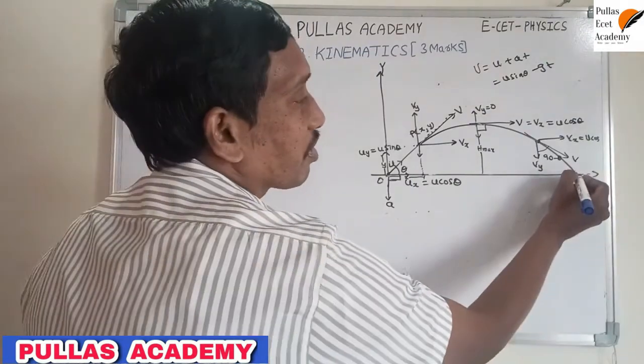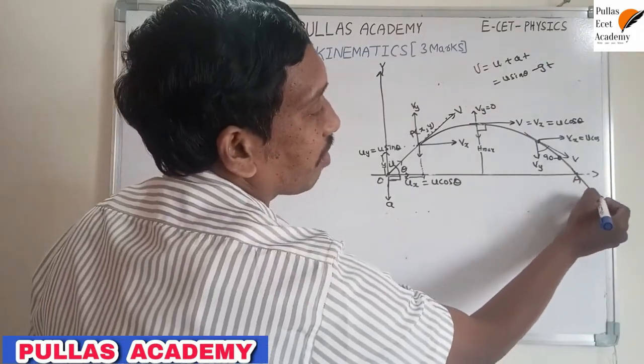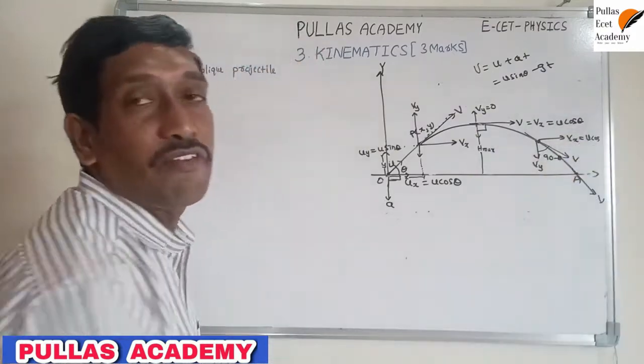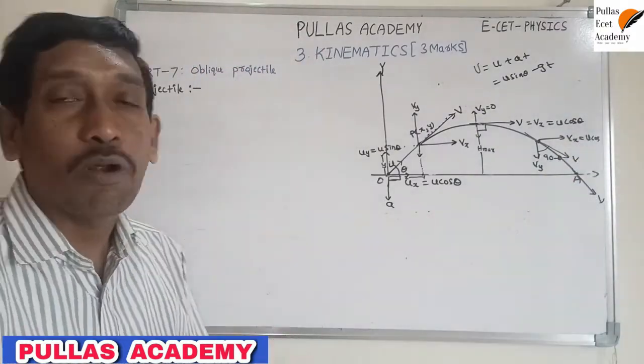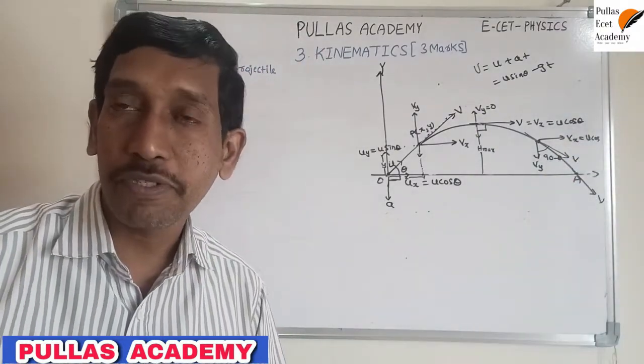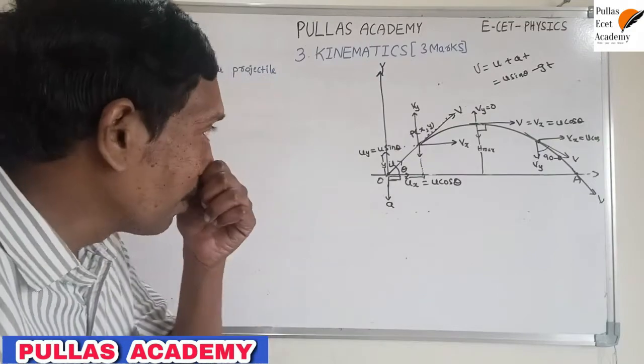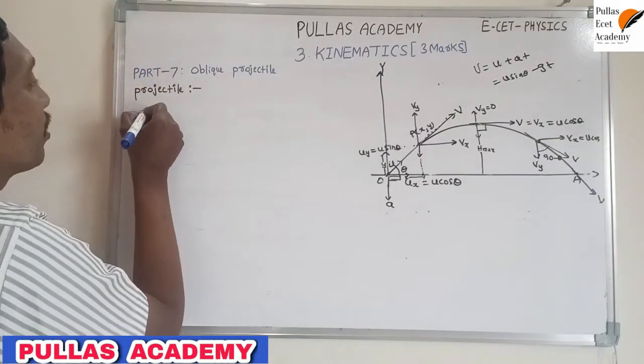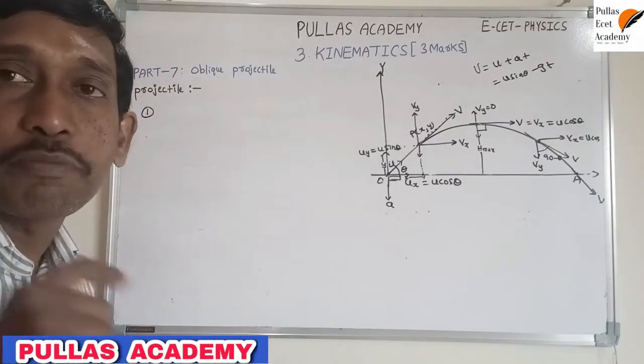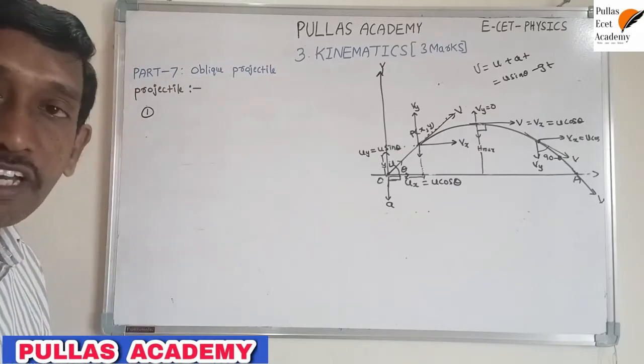At the point of projection it is also similar. This is the direction of velocity. Again, in the same way you get the expression. These are all the different cases of oblique projectile. Okay, now we are going to some more important parameters. Concentrate here, most of the time questions are asked from here.